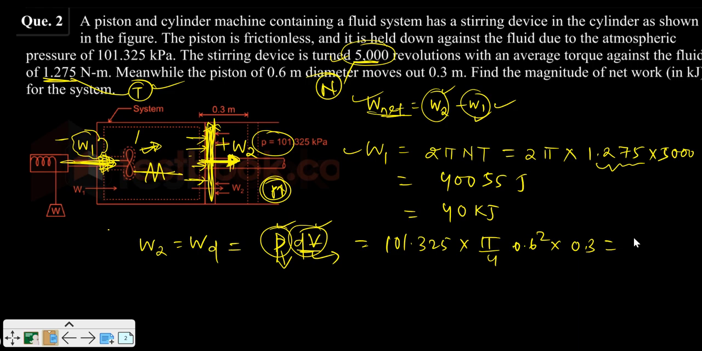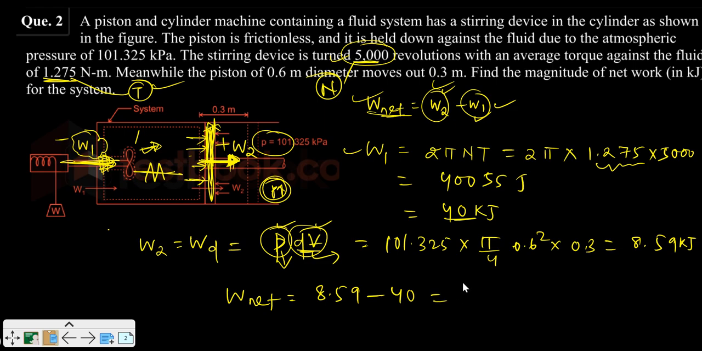101.325 into pi by 4 into 0.6 square into 0.3, so we will be getting 8.59. Obviously it will be in terms of kilojoule, okay, and W net will be equal to W2, that is 8.59 minus this 40.